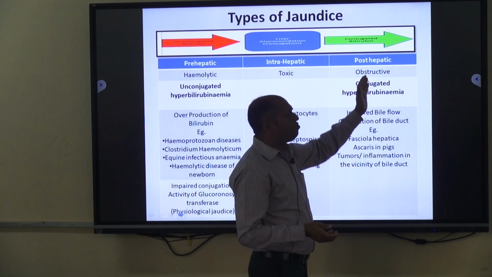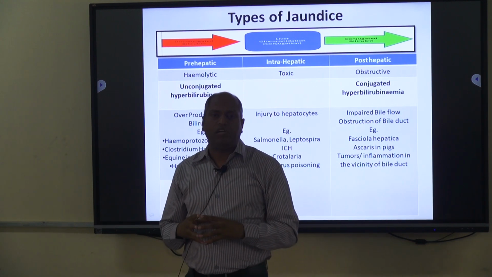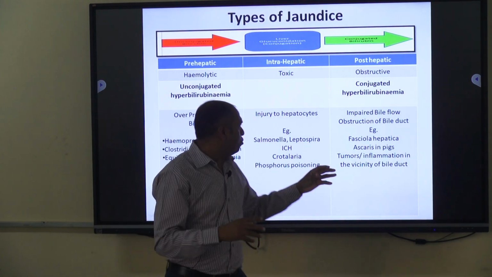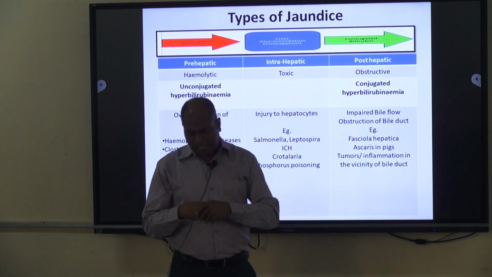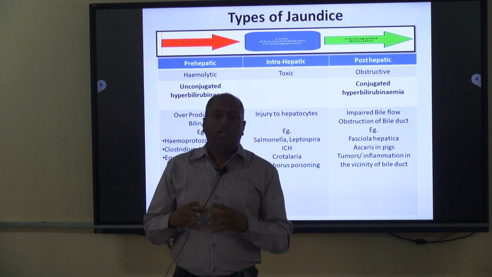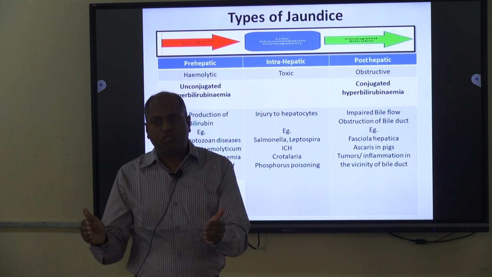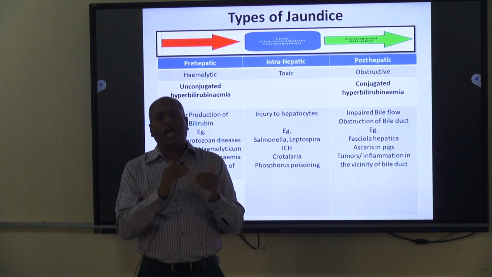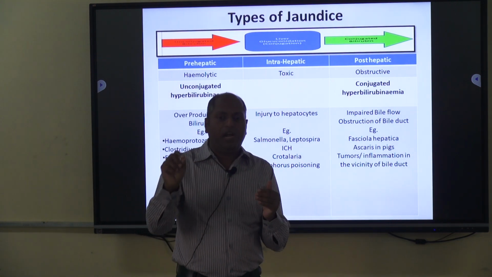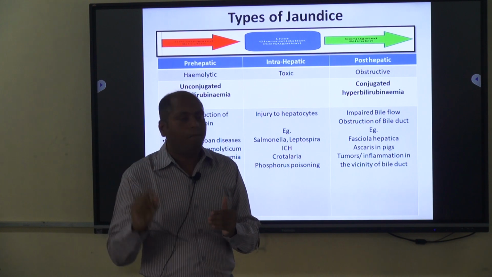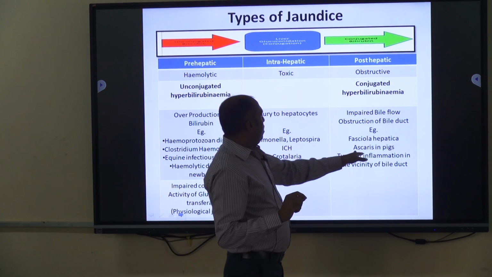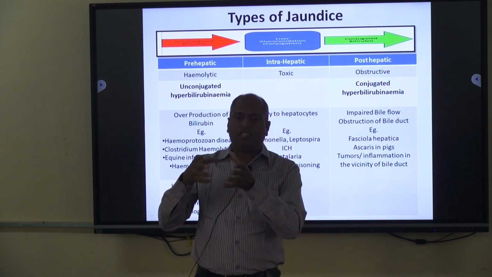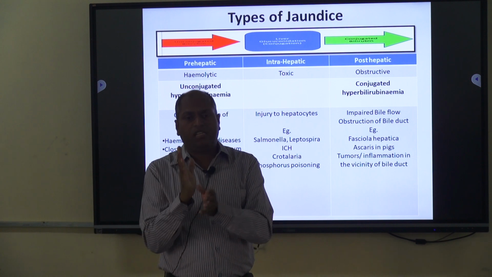Now coming to the third one, post-hepatic jaundice. It is also known as obstructive jaundice. As I told you earlier, there is obstruction of bile flow. So what are the examples? One of the most important examples is Fasciola hepatica. We know the life cycle of Fasciola hepatica: it lives in the liver, its life cycle is in the liver and bile duct, and it lays eggs in the bile duct. So it may cause obstruction of the bile duct. Another example is Ascaris in pigs. Ascaris does not live in the bile duct, but when the number of Ascaris is large, they can obstruct the opening of the bile duct.